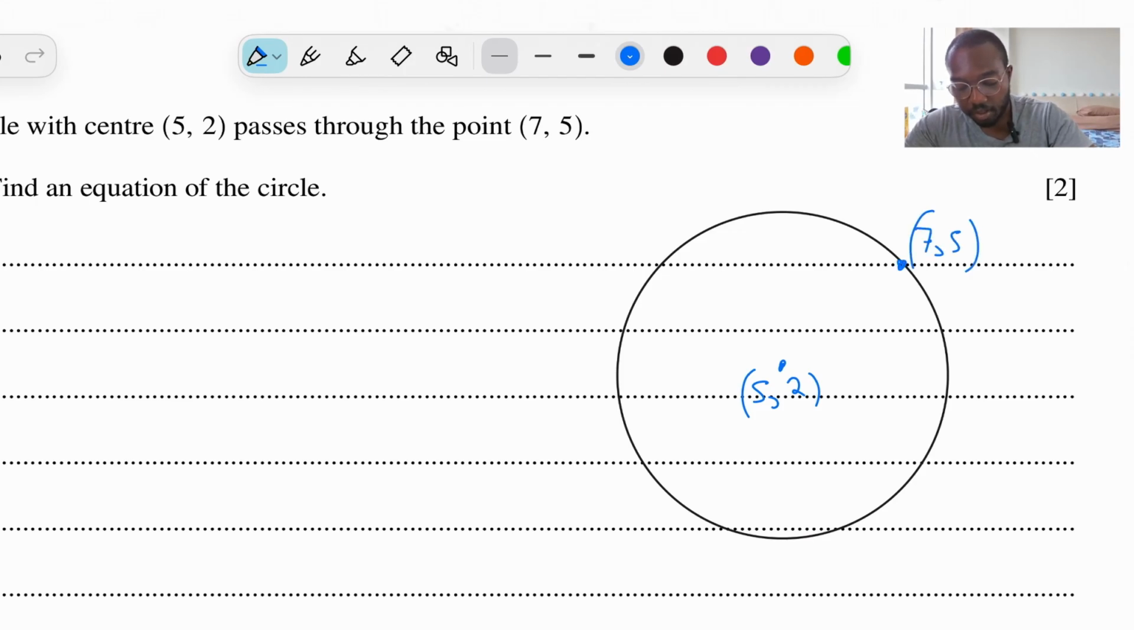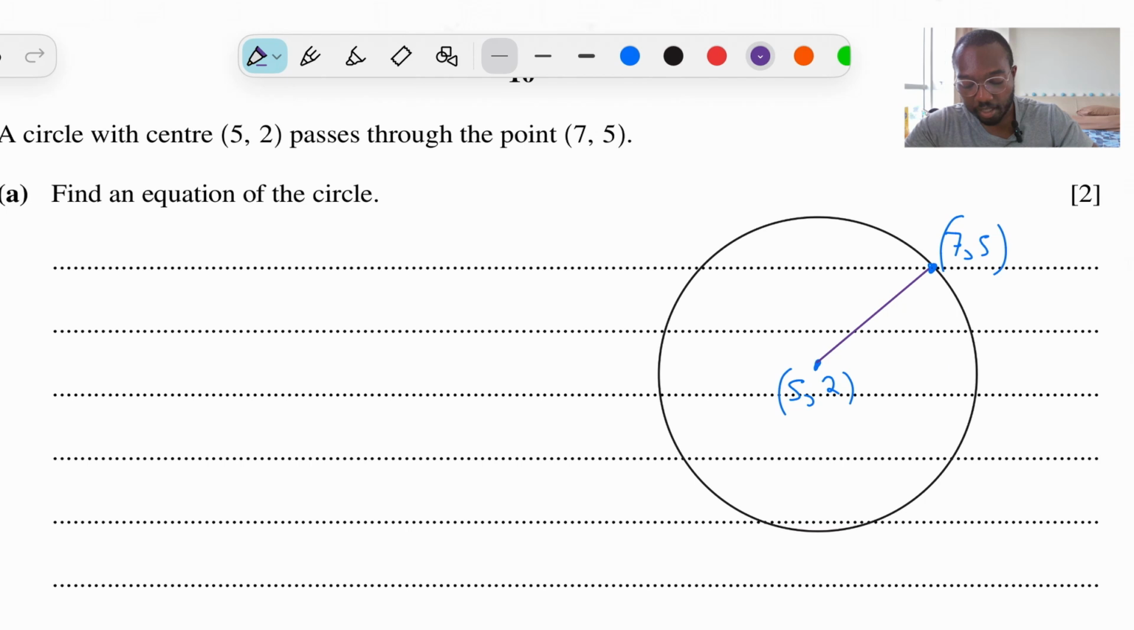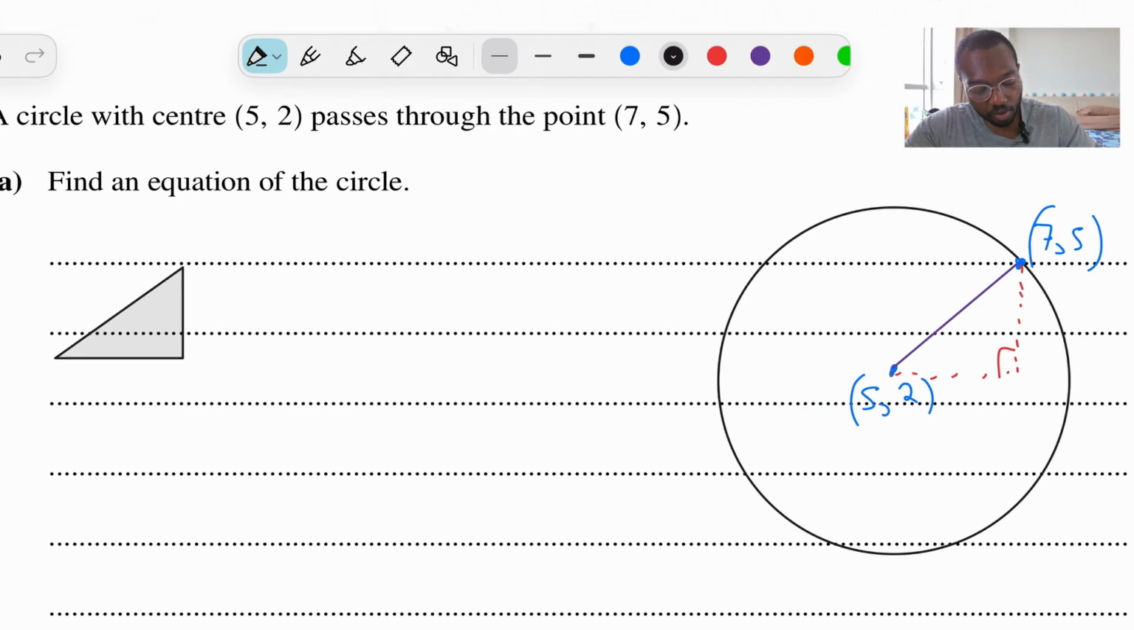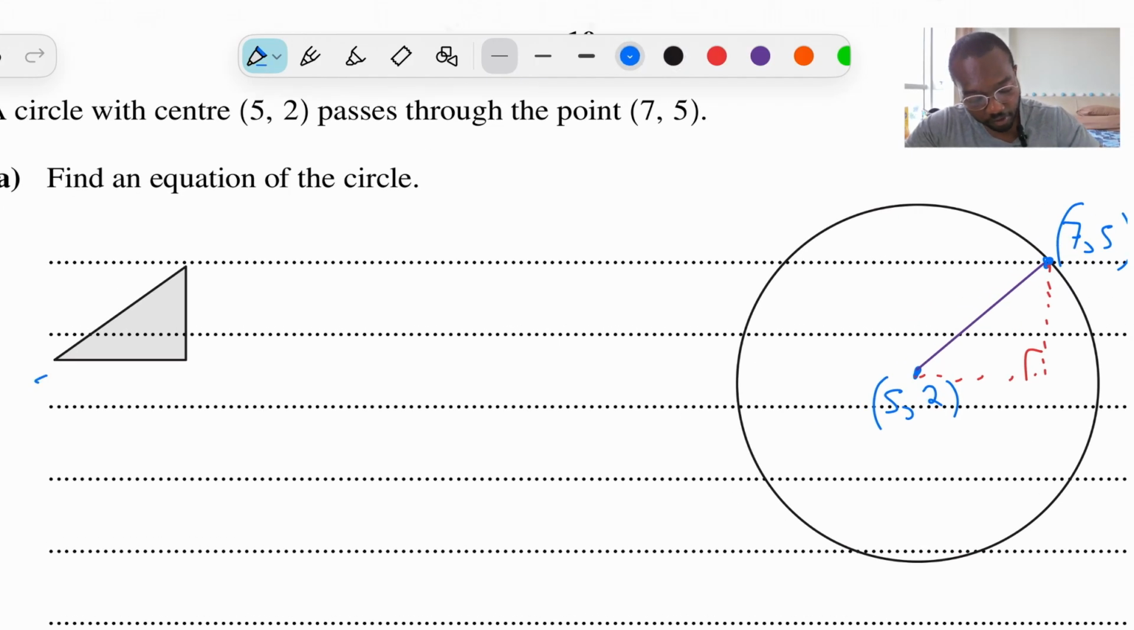Therefore, we need to work out what the radius is, which we can do using Pythagoras' theorem. Fairly simple, because if we look at a right-angled triangle here, we can just work that out. So what would that look like? Let me just draw the triangle here. We know that this is (5, 2) and this is (7, 5).